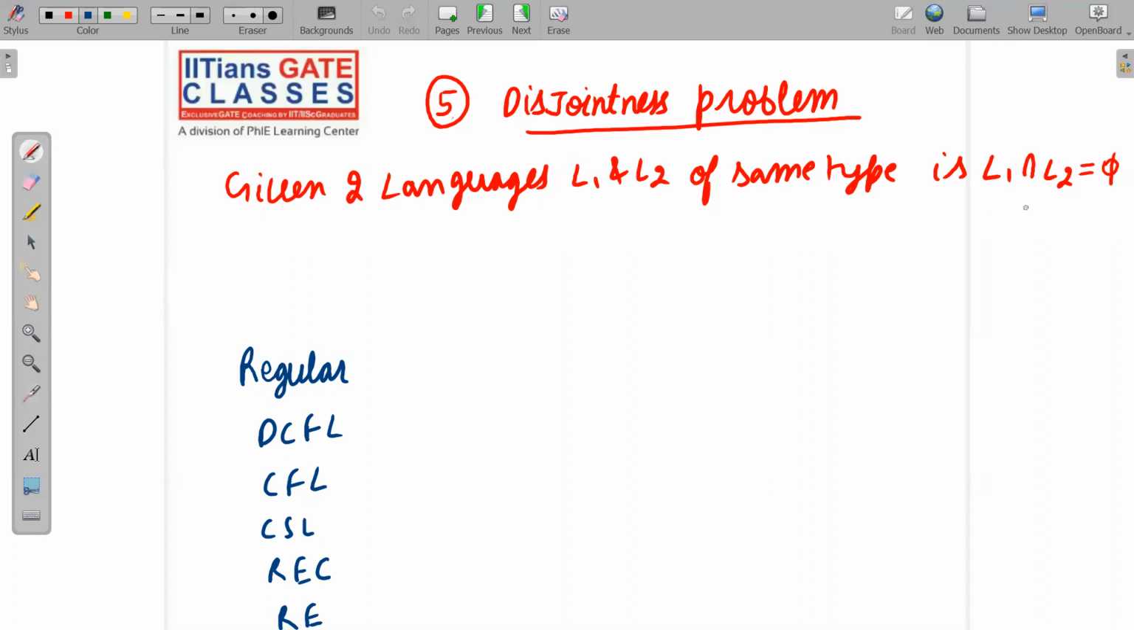Directly and indirectly, I will say that we have FA1 and FA2. Does their intersection give us the empty language, or does their intersection produce an FA which accepts the empty language? Okay, so this is the question. And you will have to remember that the disjointness problem for regular is decidable, and for the rest it will be undecidable.